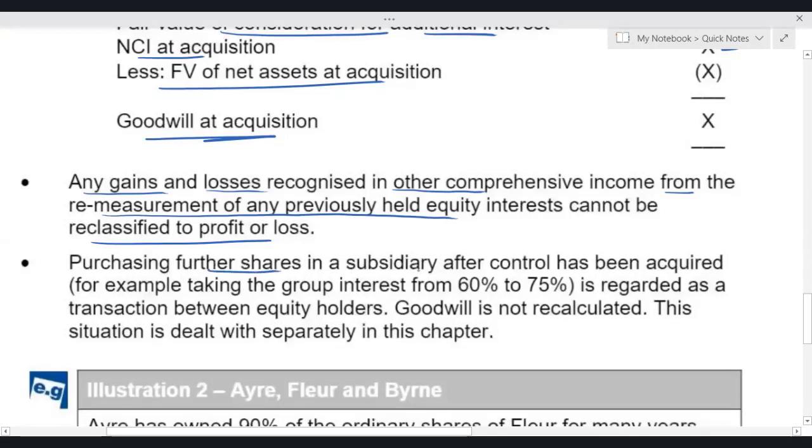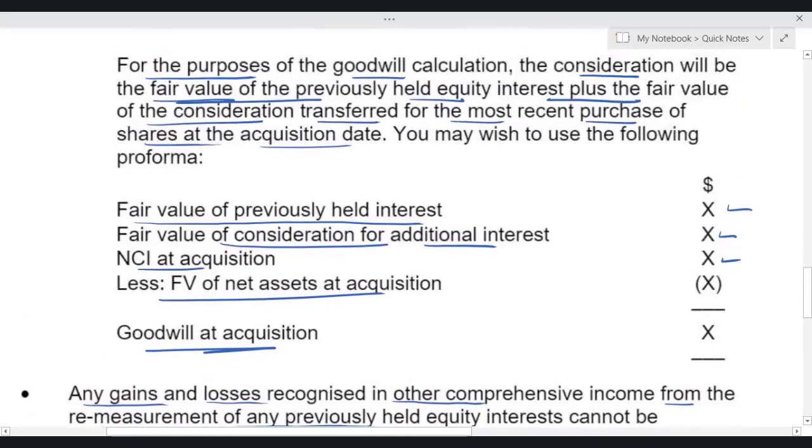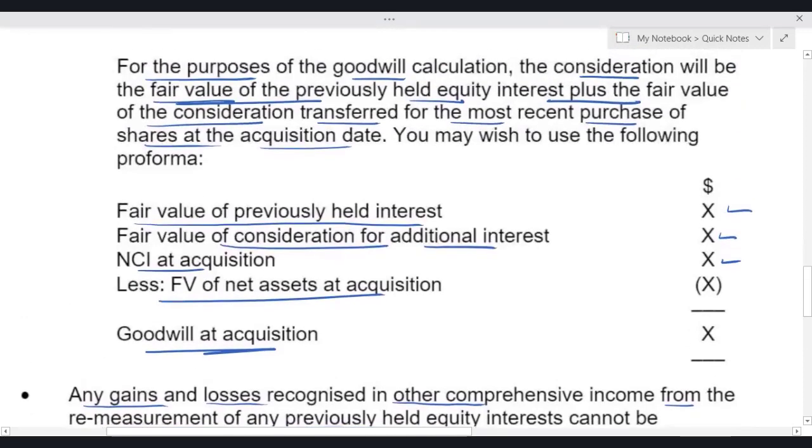Purchasing further shares in a subsidiary, we have seen that after control has been acquired, for example, 60 to 70, is regarded as a transaction between equity holders. Goodwill is not recalculated in this situation. We have seen that. So students, this is your step acquisition. You should be really good in this area of step acquisition.